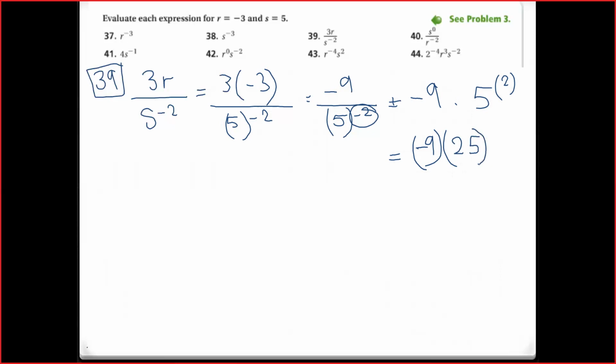Ah, yes, okay, now then we have to multiply. 9 multiplied by 5 is what? 45.